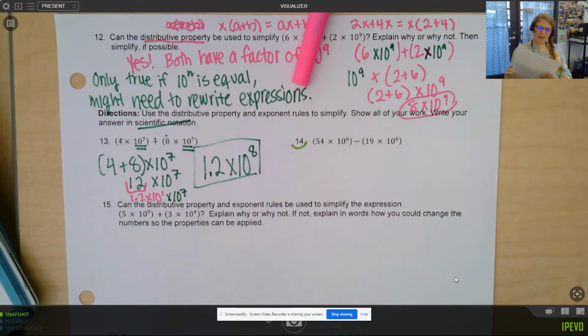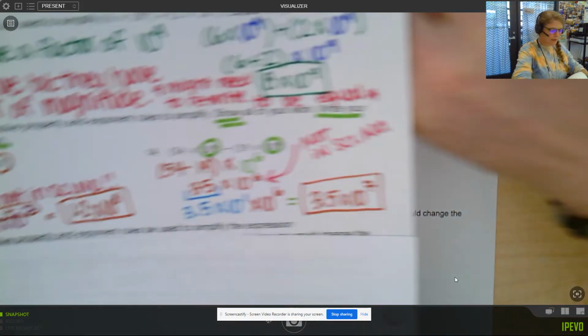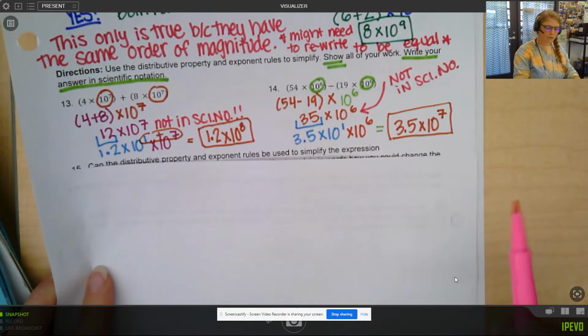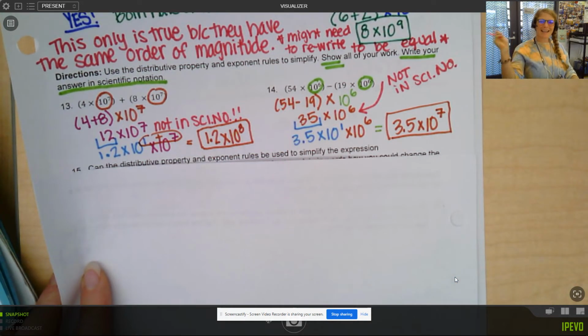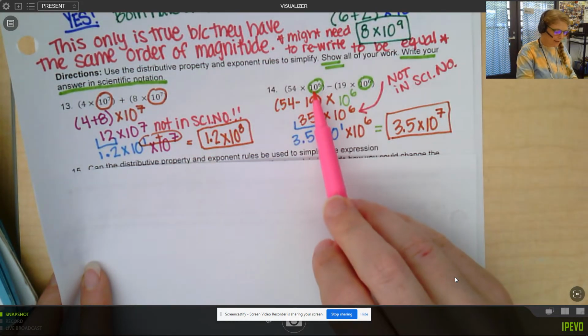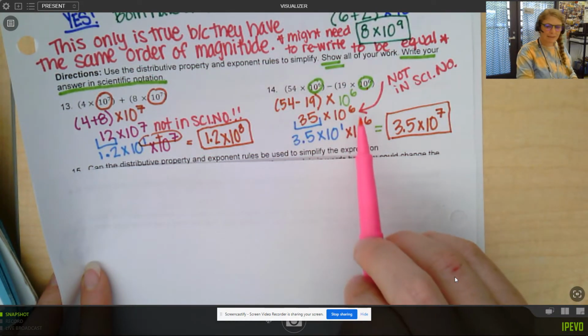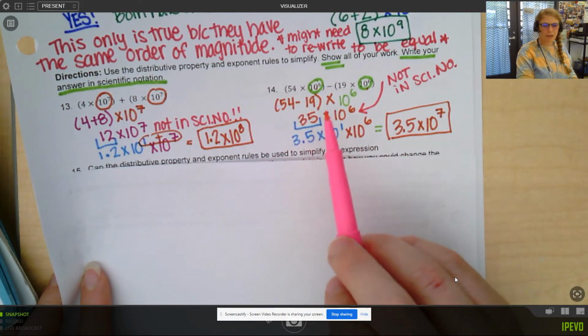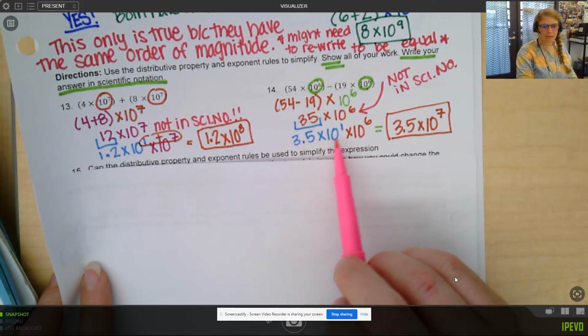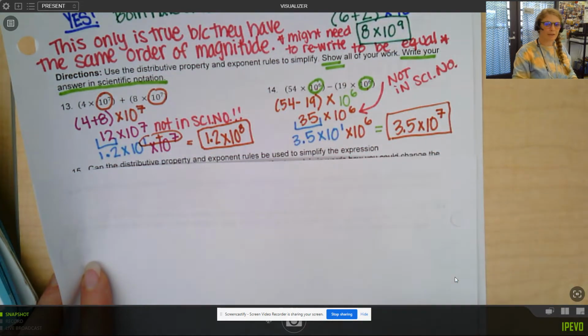Okay, let's take a look at how you did. For 14, we should have gotten 3.5 times 10 to the 7th. If you stopped at 35 times 10 to the 6th, it's not in scientific notation. Notice we have the common factor of 10 to the 6th, the same order of magnitude. 54 minus 19 is 35. 35 is 3.5 times 10 to the 1st, and then totally simplified, 3.5 times 10 to the 7th.